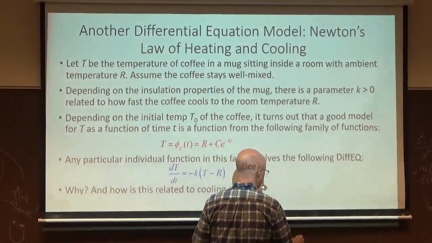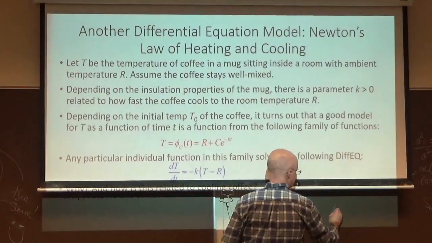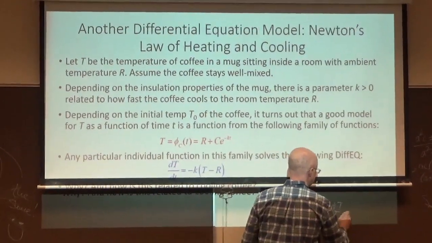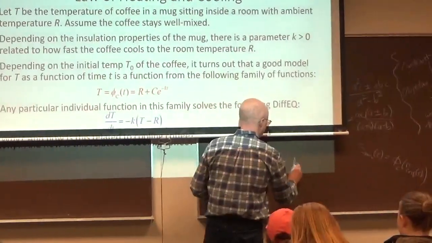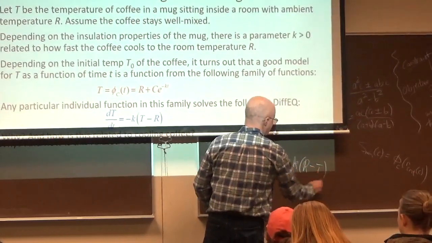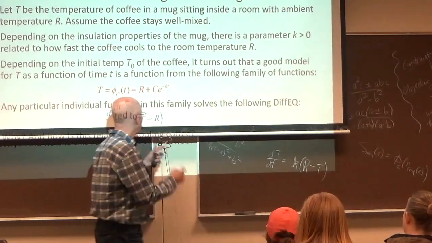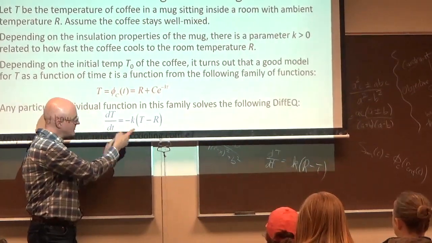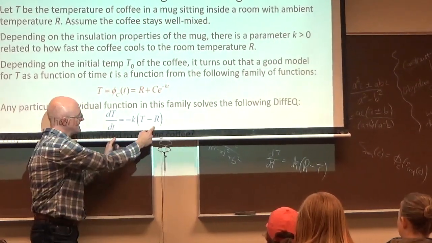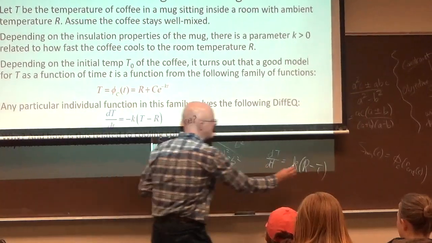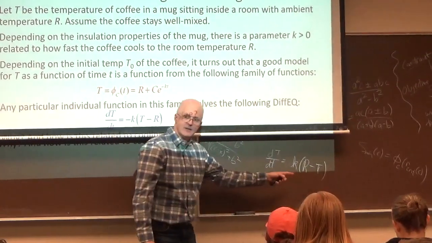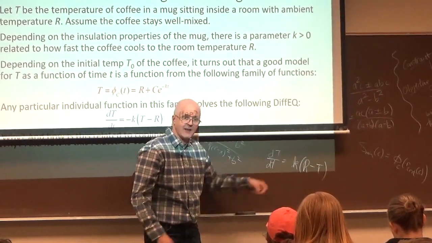So perhaps for heating, you might be more tempted to write it in this form. That's an equivalent equation, because I just multiplied negative k by negative 1 to get positive k, and I multiplied t minus r by negative 1 to get r minus t. For heating, think of the equation this way.